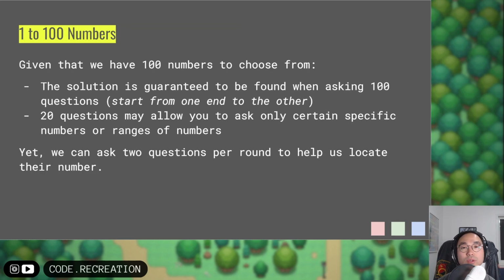So for us, when we start with 1 to 100 numbers, given that we have 100 numbers to choose from, well, we can have a guaranteed solution if we were to ask 100 questions. We start from 1, go all the way up to 100, and just ask them if any of them was their number. But with 20 questions, if we follow that same strategy, we're only going to cover a certain specific numbers or certain ranges of numbers. But it is proven that we can ask 2 questions per round and under 20 questions to guess their number, and this is going to be the system that we follow.